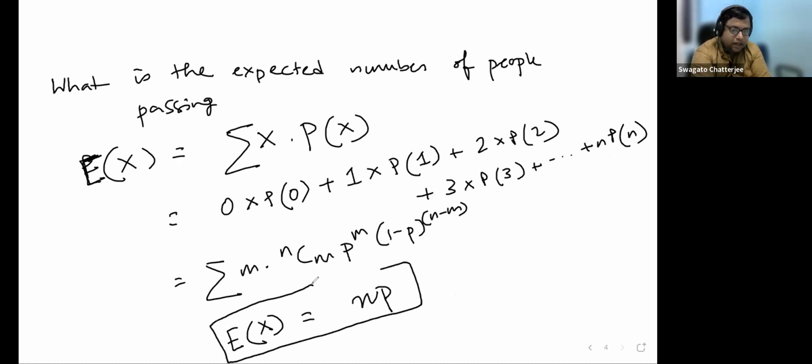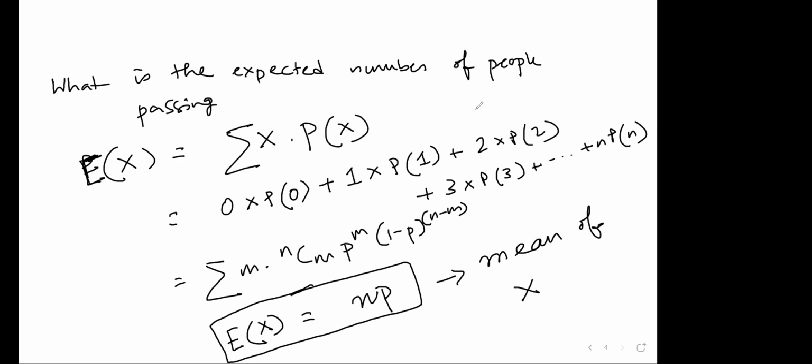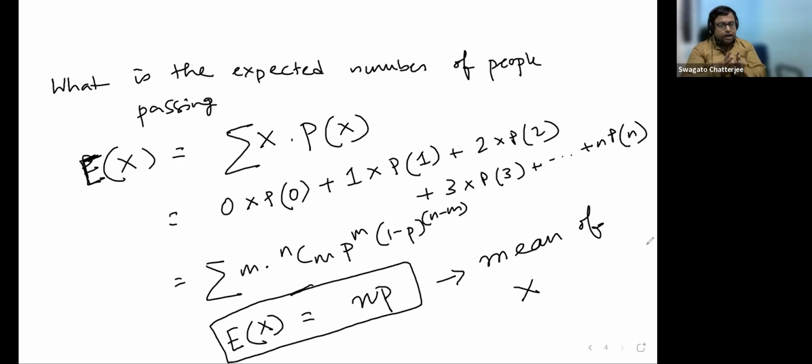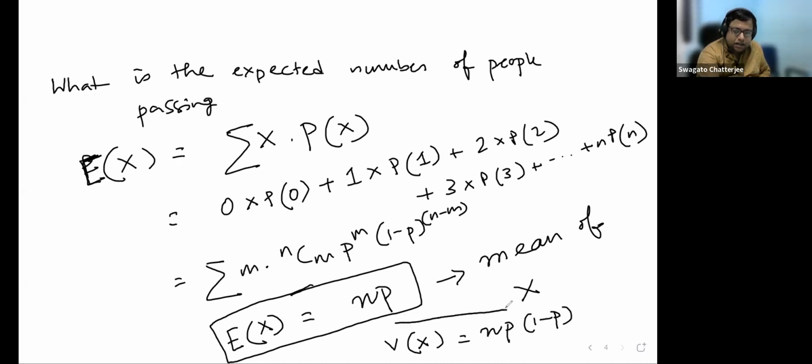So this particular formula is basically the mean of X. Sorry for that. So this is the binomial distribution where the mean of the random variable, what is the random variable? The number of people passing out of 10 persons. That is the random variable and its mean is n times P. So that's how we can calculate this. In the same way you can calculate the variance of X, which is n into P into (1 minus P). I'm not going into the derivation, but it can be derived in the same way.